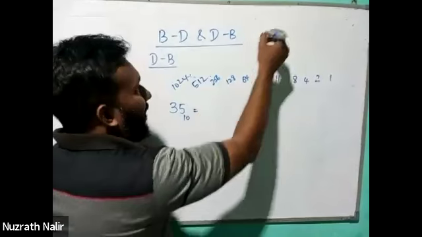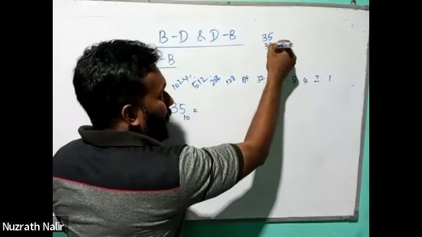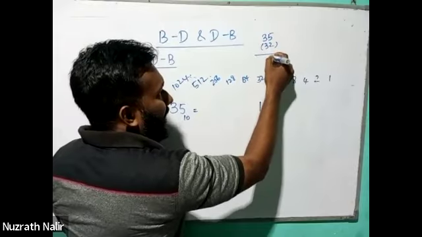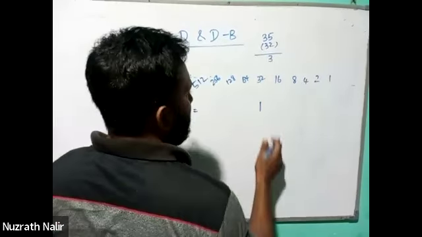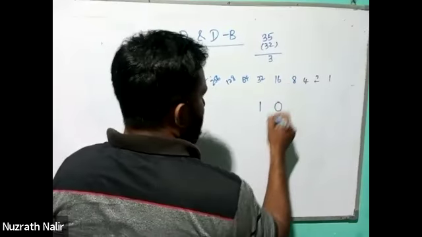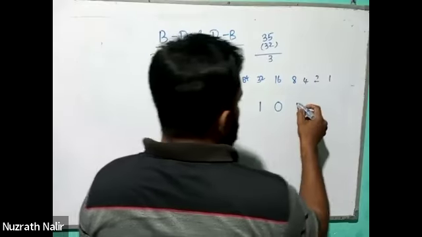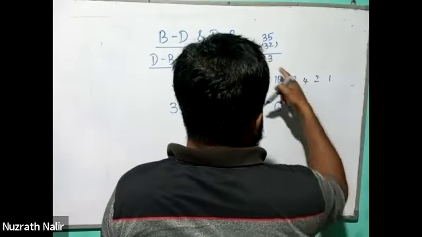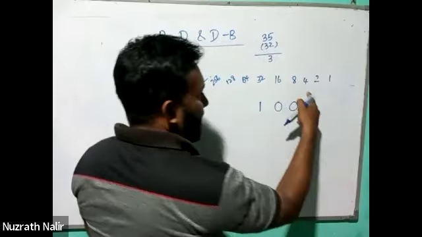Then I have 35 rupees. I had 35 and I purchased 32. Then the balance remaining is what? 3 rupees. Then 3 rupees means 16, there are no options. Then here also I don't have. So 4, I don't have. I can't buy this 3 rupees ticket.